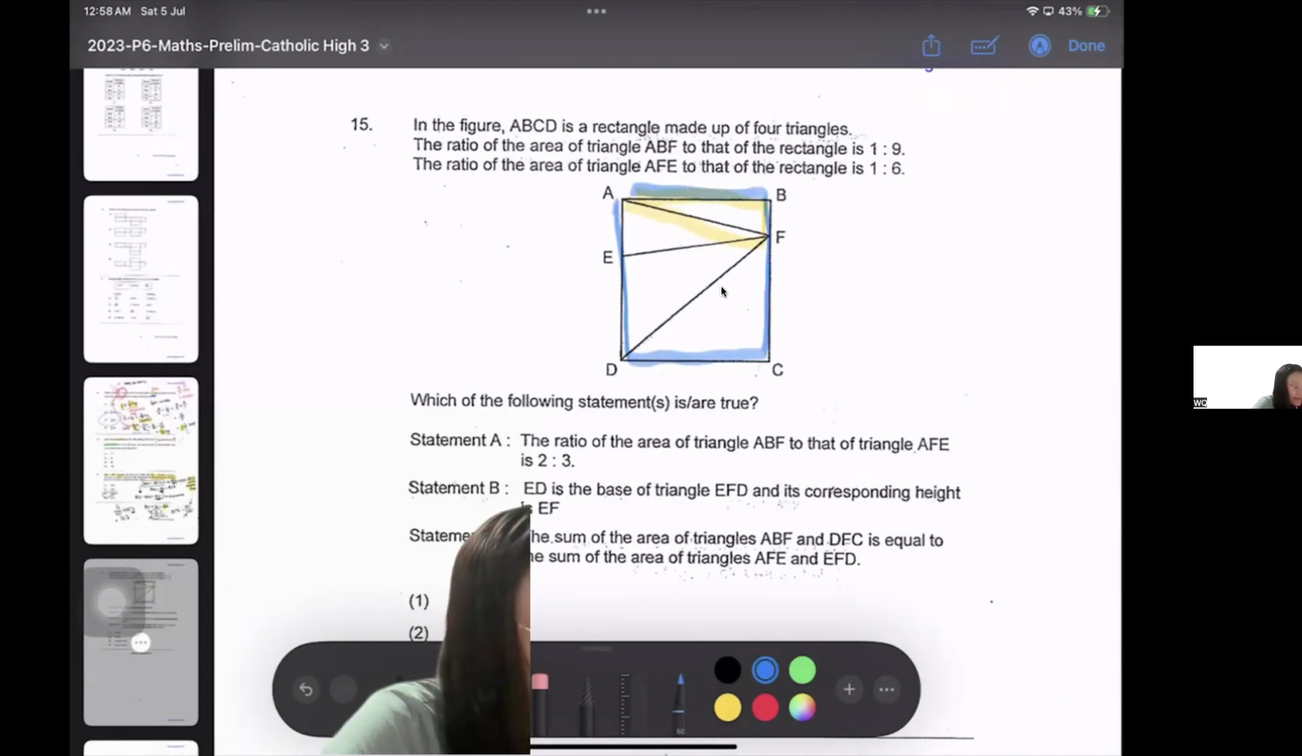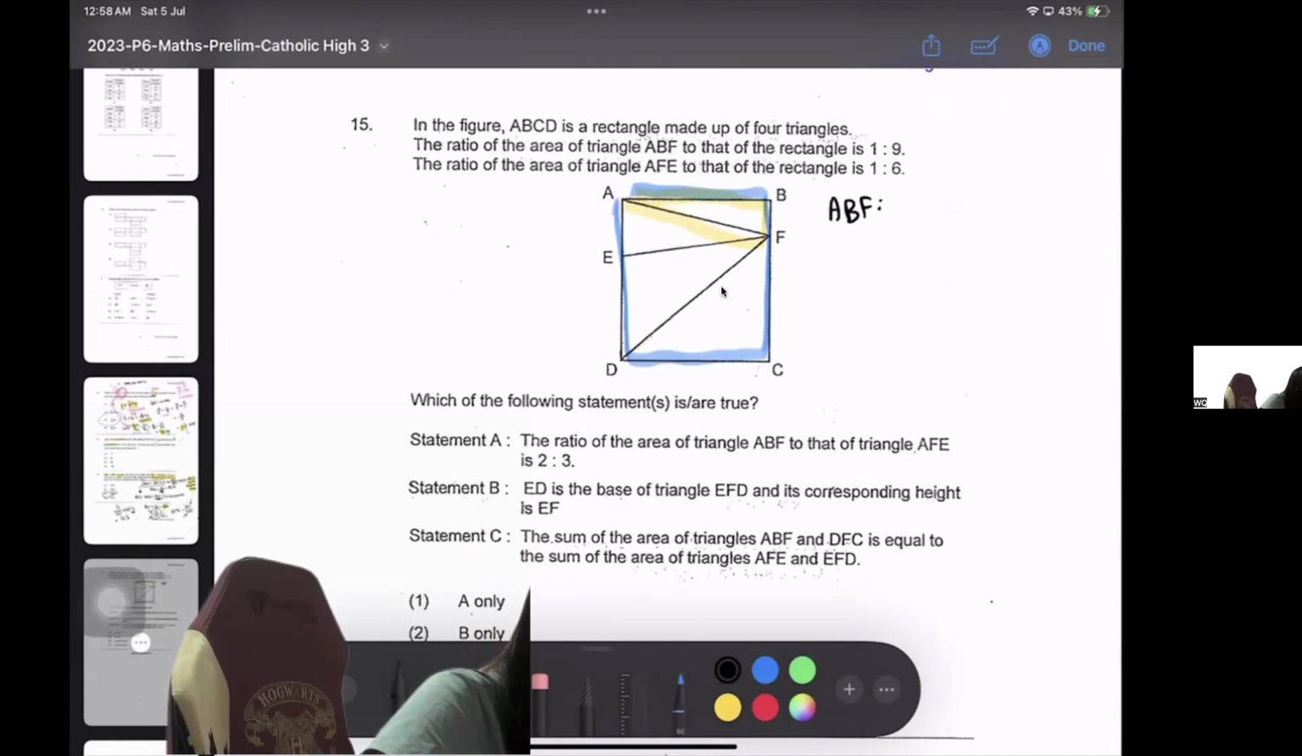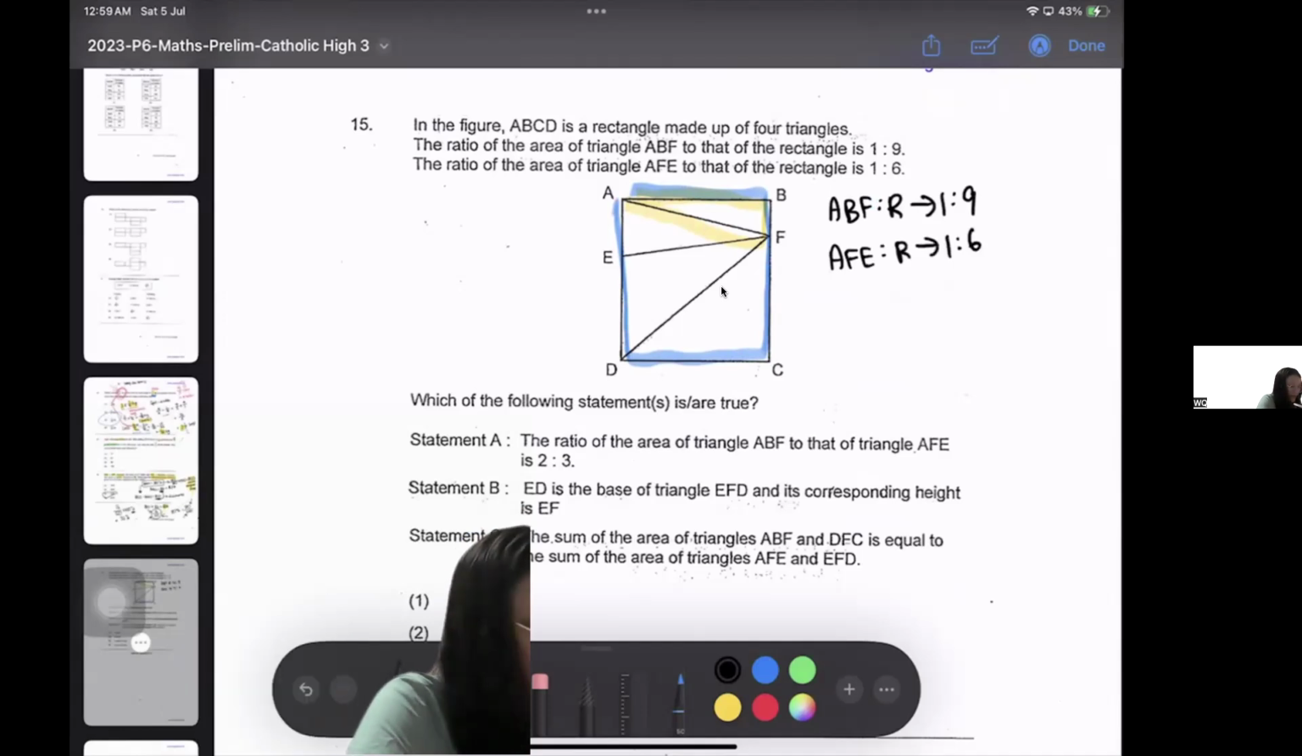So every time we see something, we need to write it down. So let's write down the first ratio, which is ABF is to rectangle is 1:9. Next one, AFE is to rectangle is 1:6. Okay, that's the next sentence. Okay, let's just erase this so we can use the diagram.